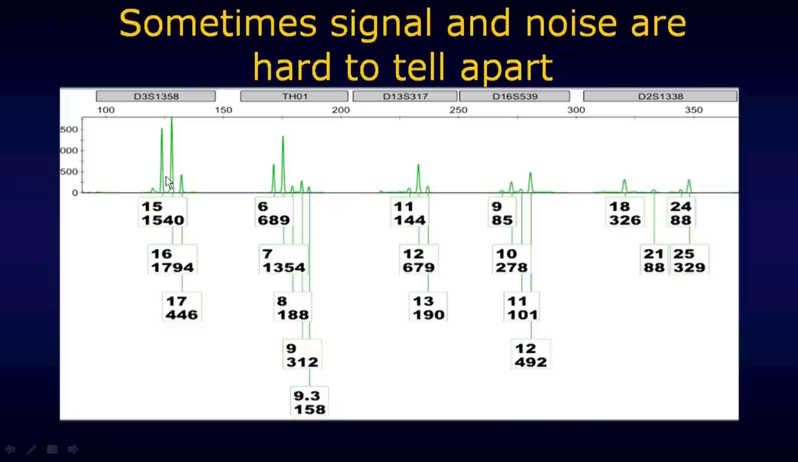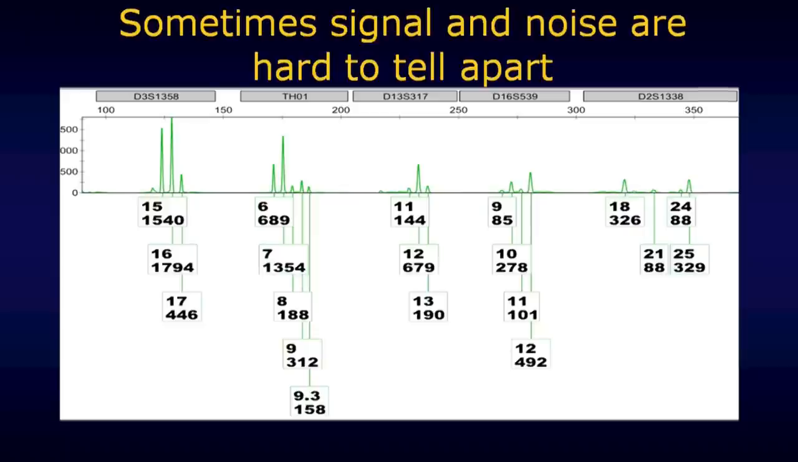It's easier at this locus, but at some loci we might start to worry. Let's look at the D16 locus. Here, there are two pretty tall peaks, 278 for the 10 and 492 for the 12. I'm not too worried about them being noise. But the computer software has also labeled two additional peaks, this 9 and this 11. The 9 is only 85 tall. I see some little blips just to the right of the 12 that aren't quite so tall, but that makes me wonder if there's more going on here, maybe some sort of noise. Sometimes it's harder than others to distinguish between signal and noise.